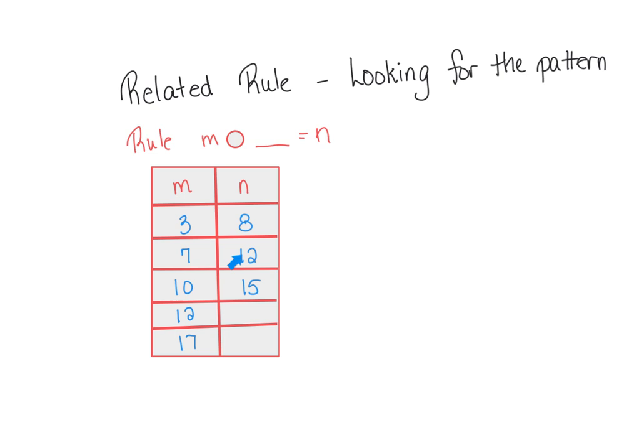7 to 12, you add 5. 10 to 15, you add 5. That is the pattern. So you're going to write that pattern in. You're going to say, well, the pattern is to add, addition, and 5. Add 5. And then they want you to complete the table using that pattern. So you would say 12 plus 5, well, that's going to give me 17. 17 plus 5, that's going to give me 22. And so I figured out my pattern and wrote that in, and then I completed the table based on that pattern that I found.